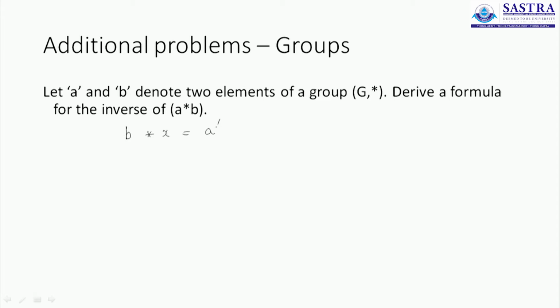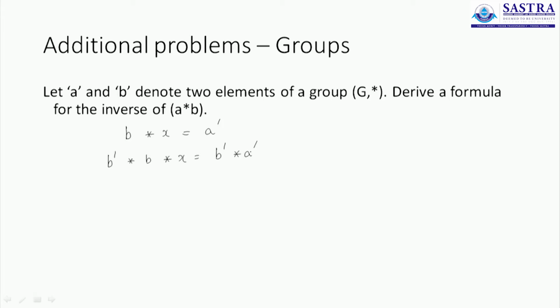Now we just need to introduce one more element to lose this term on the left. Then we'll have only X remaining on the left hand side of the equation, and therefore we'll have the answer for the inverse element we are looking for. So what we'll do is we'll operate both sides by the inverse element of B. So B dash star B star X is B dash star A dash. This is once again permitted because I know that the inverse element of B exists and is part of the group that I am considering.